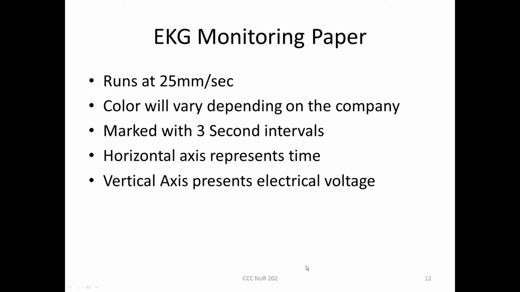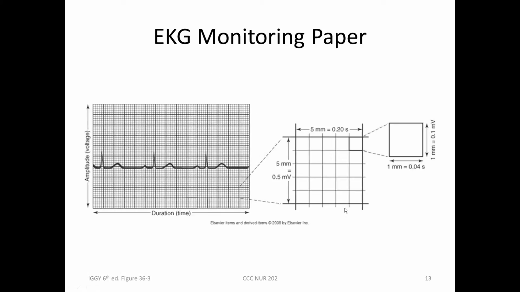Now, EKG monitoring is very standardized. It runs at 25 millimeters a second. It has to do that. The colors will vary. You may get a pink slip, a green slip. It does not matter. It just depends on the company that makes it. It's marked in 3-second intervals. The horizontal axis represents time, and the vertical axis represents electrical voltage. And here is a picture of that.